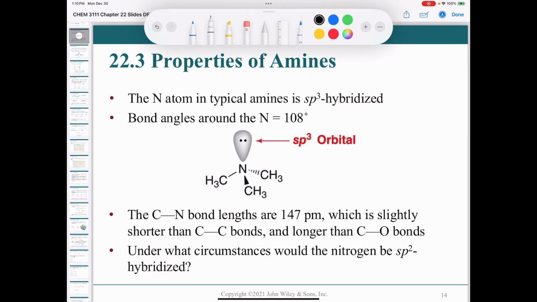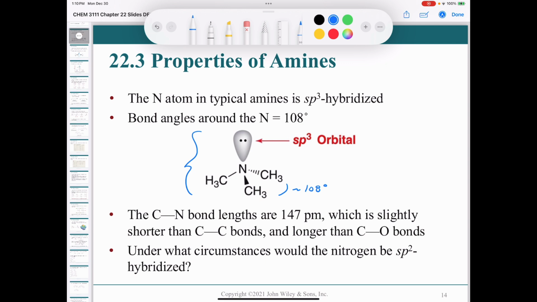Okay, let's take a look at the properties of some amines. And it says here that the nitrogen atom in typical amines is sp3 hybridized. And there's no surprise there, right? We have 4 regions of electron density. We have a lone pair, 3 R groups. So sp3 hybridization. And the bond angles, it says here, are around 108 degrees, which is pretty close to what you would expect, the tetrahedral bond angle of 109.5 degrees.